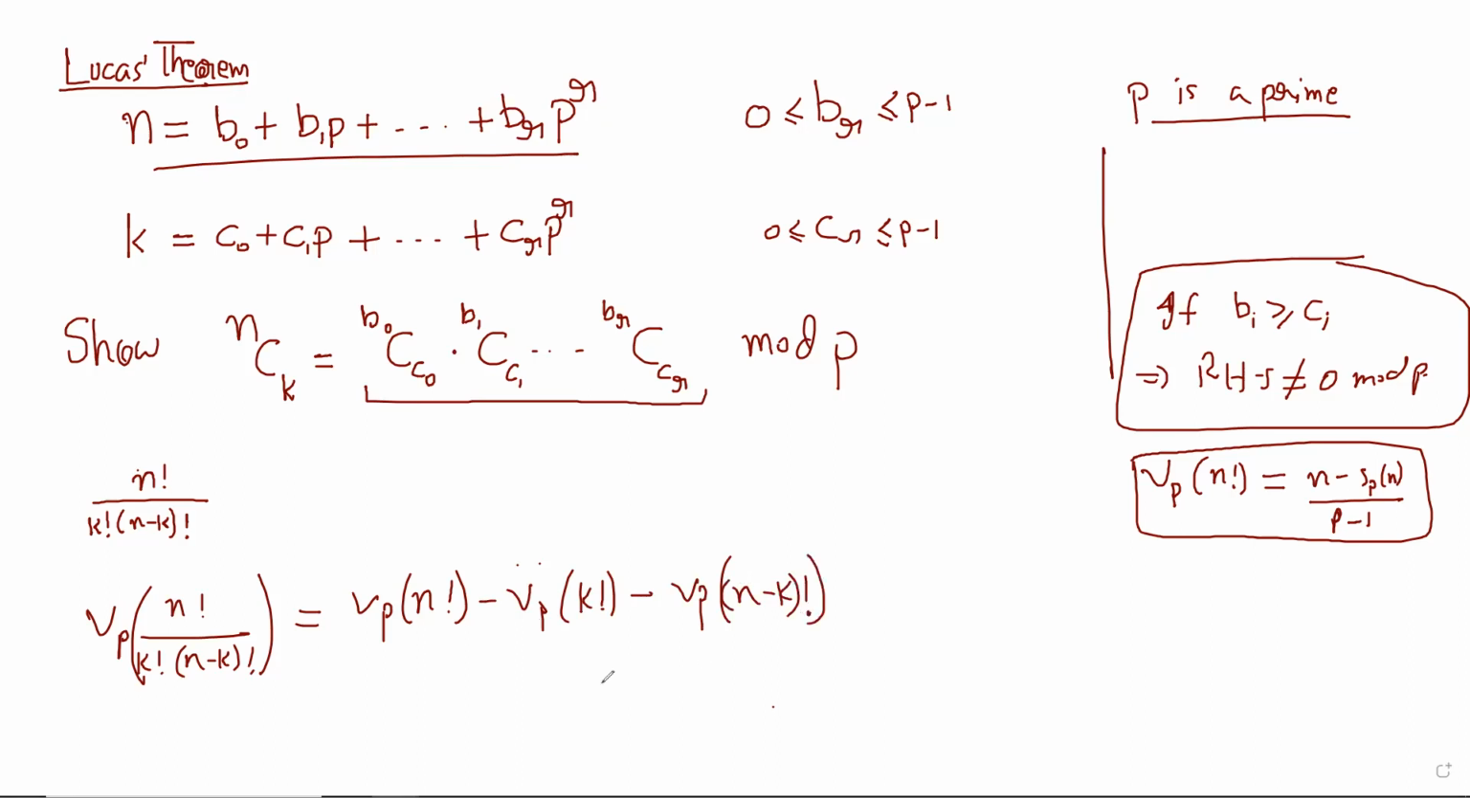So of course, we have this. This is true. And this is because we know, it's a valuation. It's a map from Z cross to R, here it's N.